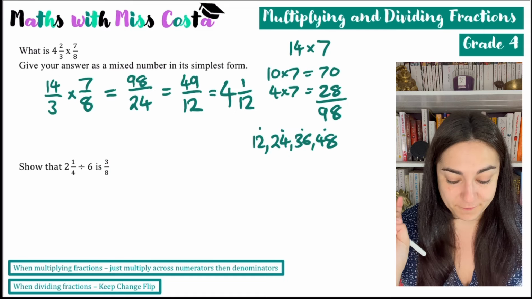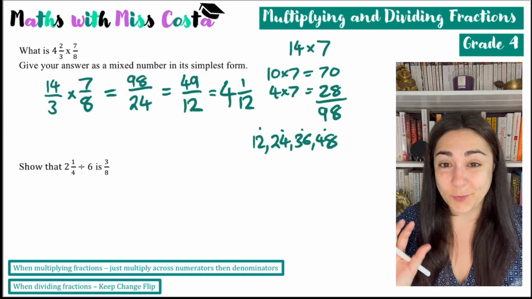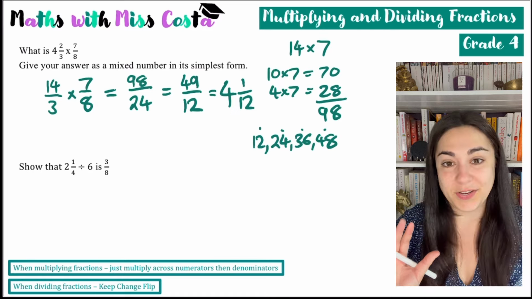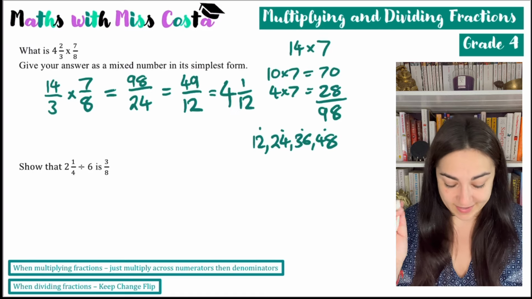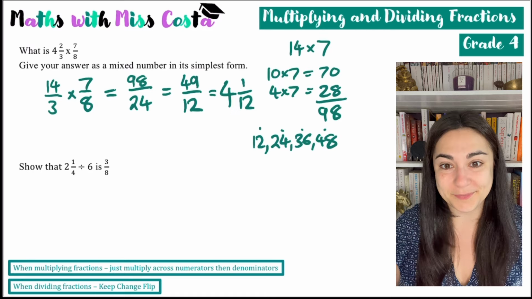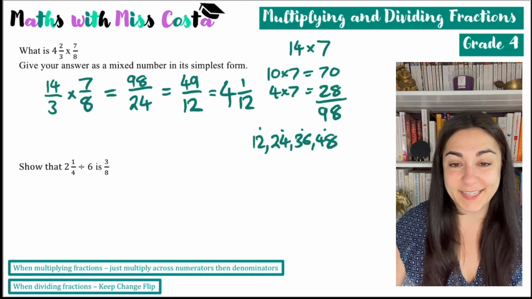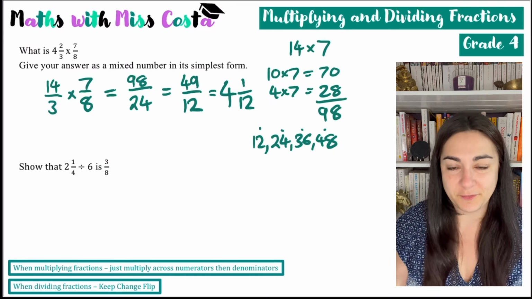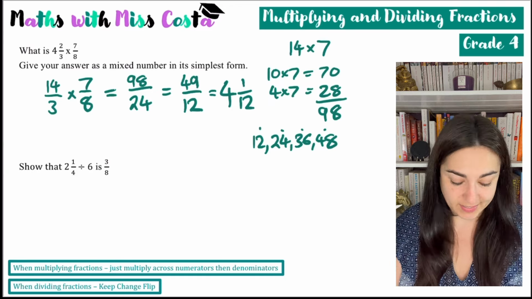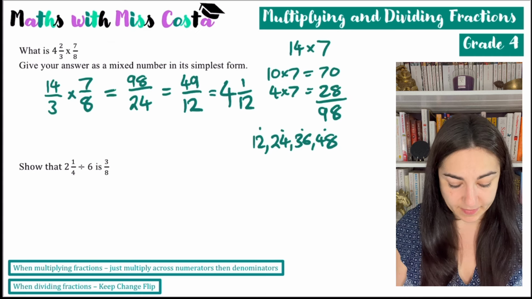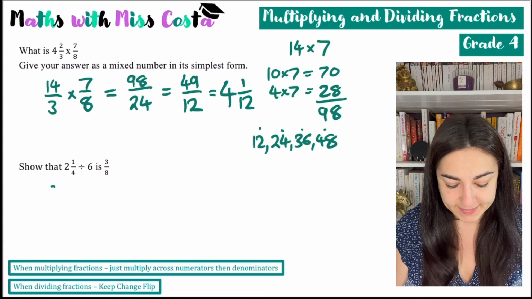And then for the division, what we do is almost exactly the same, except with division, you always want to bear in mind keep, change, flip. So keep the first fraction as it is, change the sign to a multiplication, and flip the final part of the calculation so that it's the reciprocal. So 2 1/4, let's write it as an improper fraction. 2 times 4 is 8, plus 1 is 9. So 9/4 divided by 6.